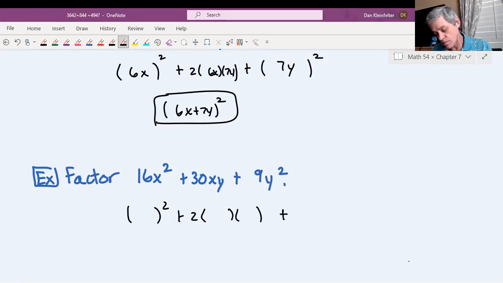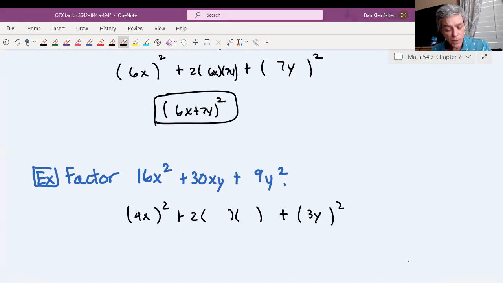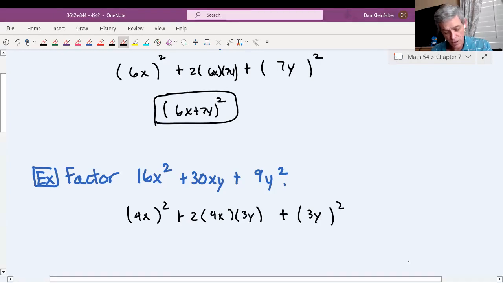All right, so I want to make this fit that perfect square trinomial pattern. 16x squared will be 4x squared. 9y squared will be 3y squared. And then 2 times the first thing times the last thing, that stuff in the middle had better be 30xy. So 2 times 4 is 8, times 3 is 24.